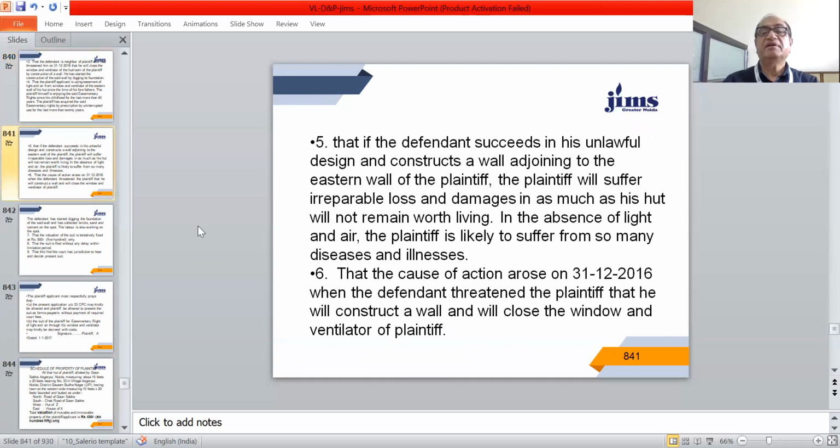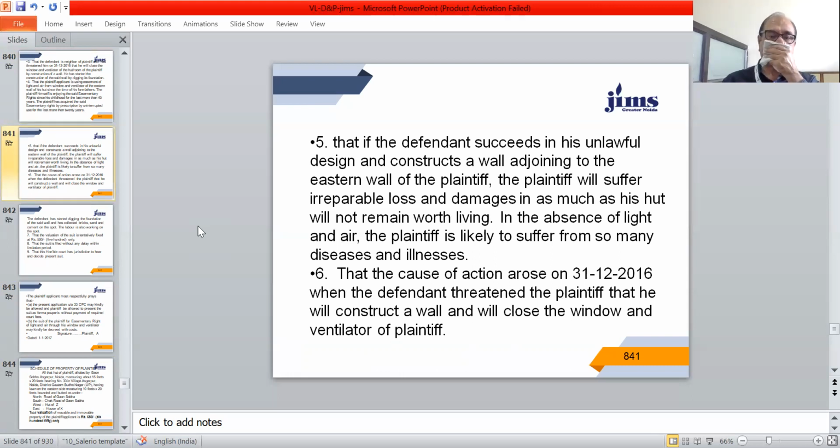Para 5: that if the defendant succeeds in his lawful or unlawful design and constructs a wall adjoining the eastern wall, the plaintiff will suffer irreparable loss and damages inasmuch as his hut will not remain worth living, and in the absence of light and air, the plaintiff is likely to suffer from so many diseases and illnesses.